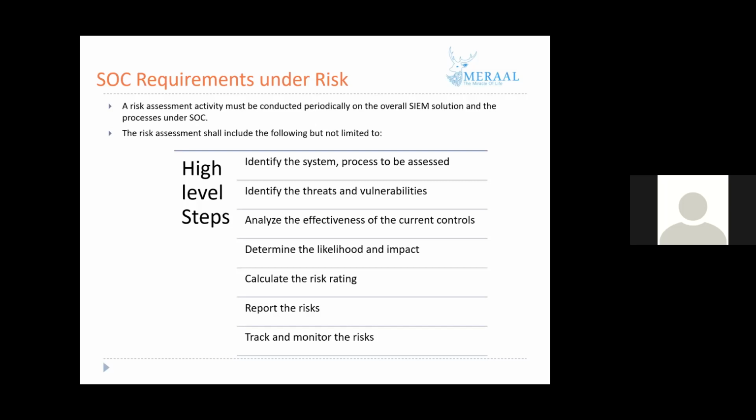First, you need to identify the system, process, and people to be assessed. What are the threats and vulnerabilities that affect the system and process? Analyze the effectiveness of the current controls. Determine the likelihood and impact of the risk for the SOC. Calculate the risk rating, which has different levels that may include critical, high, medium, and low. Also report the risk to your management and your cybersecurity steering committee. Track and monitor the risk and the treatment of the risks.